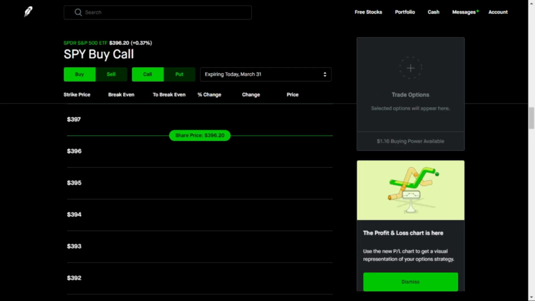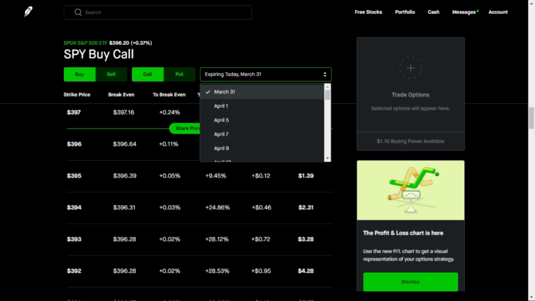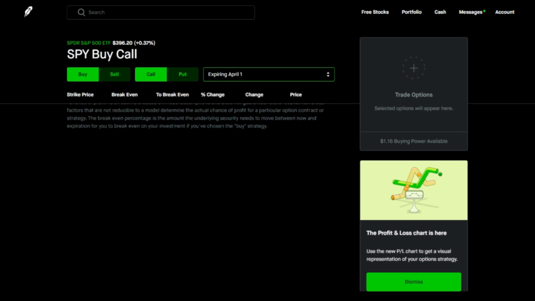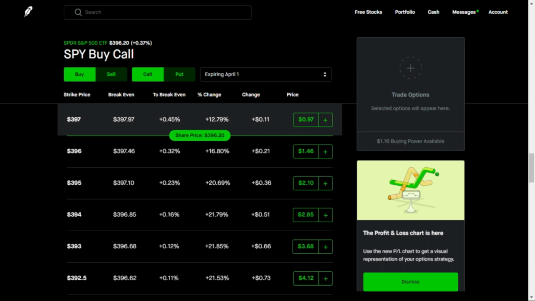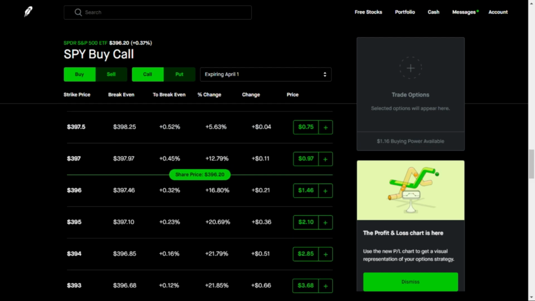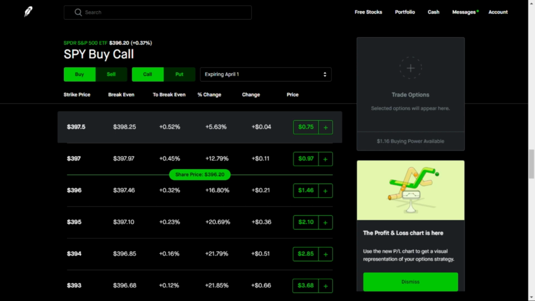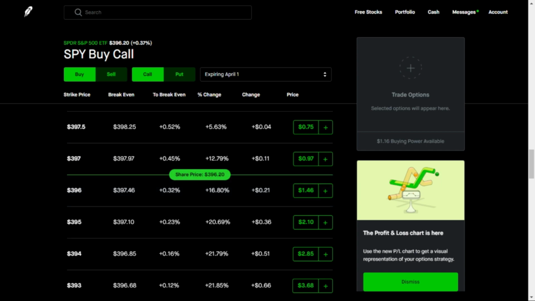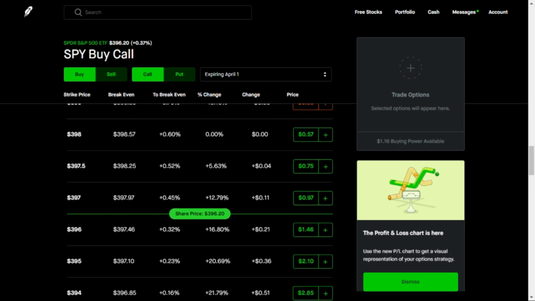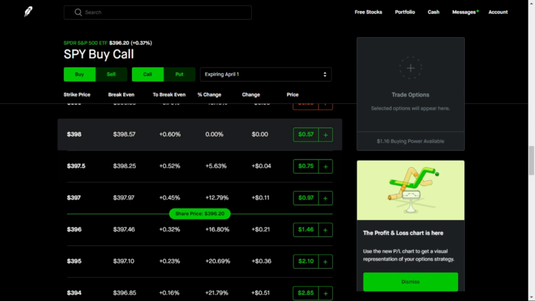Before I get into it, I'm just going to change the expiration date to April 1st. I'm just going to center this. We've seen the Neo breakdown, which was the mobile version, so this is the desktop version. The current share price of SPY is $396.20. For this example, we're going to say that the buyer believes that SPY is going to $398 by April 1st. So for this options contract, the strike price is $398.